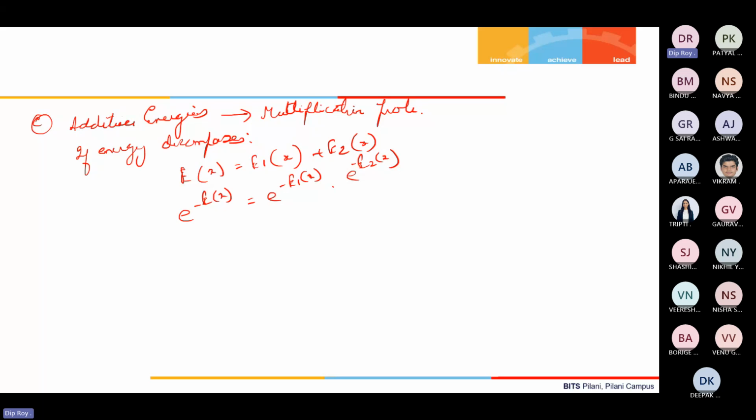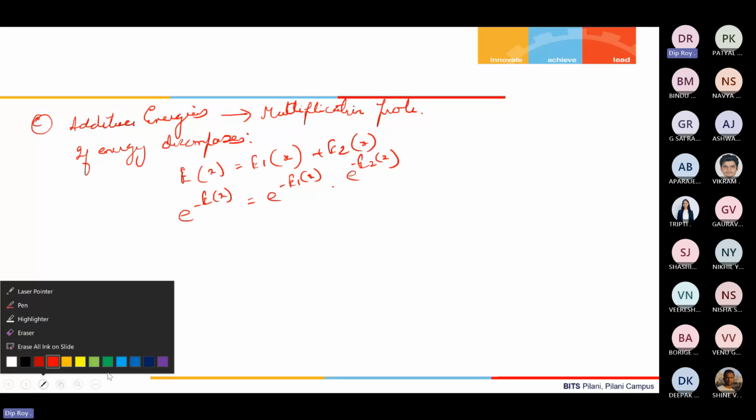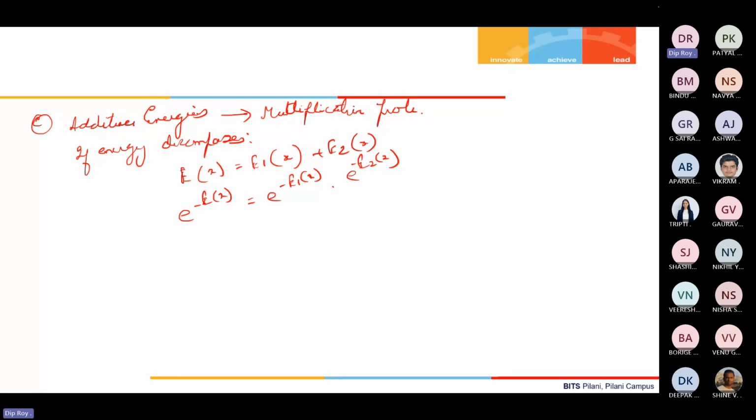So the moral of the story here that you should always remember is essentially you have this energy function, E of x, you make it into this particular form, you add normalization, and you get your P of x. This is the entire mapping.